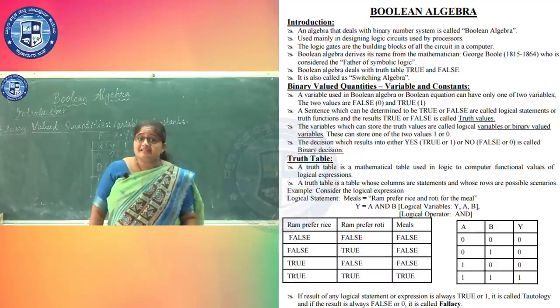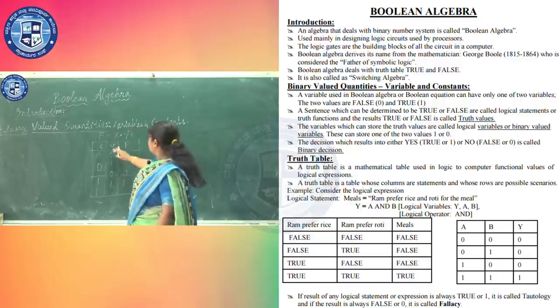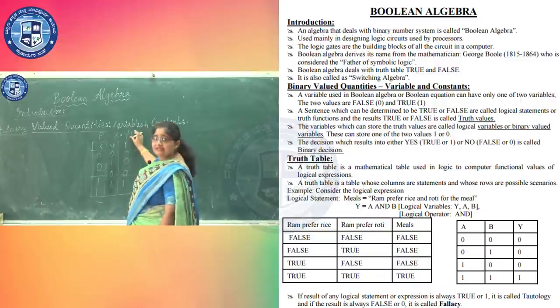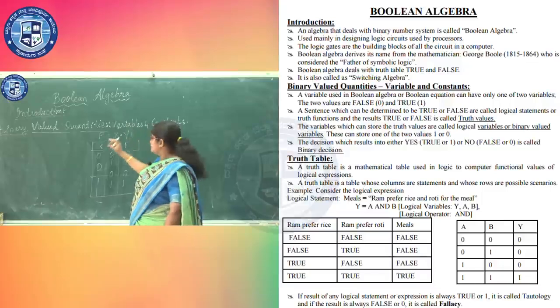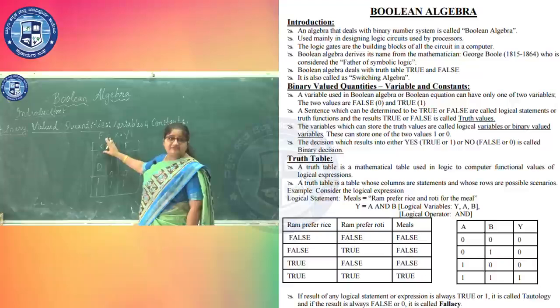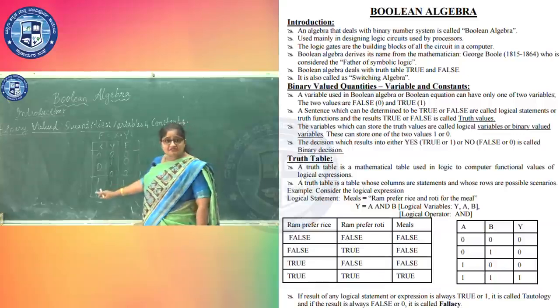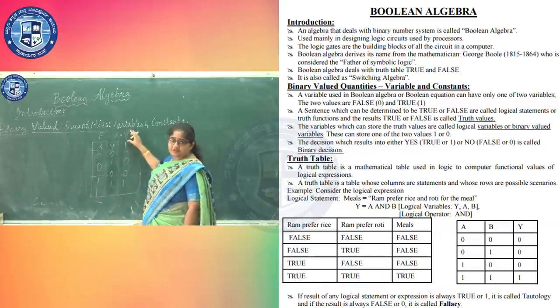Truth table is a mathematical table which is used in logic to compute functional values of an expression. So, I repeat, a truth table is a mathematical table which is used in logic to compute the functional values. These are the functional values of expression.